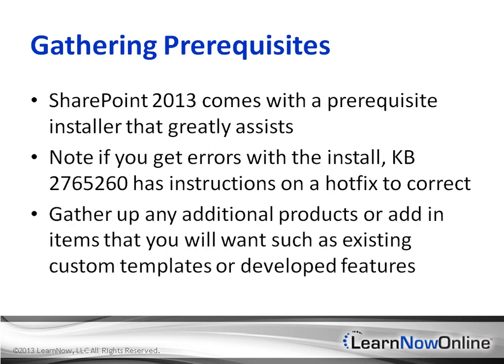Gather up any additional products or add-ins that you want, such as existing custom templates or developed features. These all should have been identified in your planning phase and your requirements phase, so you should have all those together. But when you're getting ready to start putting the bits on the servers, it's nice to have them all in one folder or one location rather than in maybe a document or an Excel spreadsheet. Having all the bits ready to go really helps speed things up.